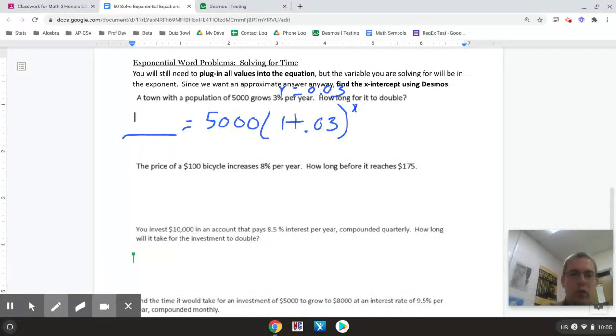It didn't give you a number to plug in, but it did say double. So just think, what is double of 5,000? Well, double of 5,000 is 10,000 because 5,000 times 2 is 10,000. So I have an equation to solve. Now, I could solve this algebraically by dividing 5,000 and rewriting as a log, and you're free to do that.